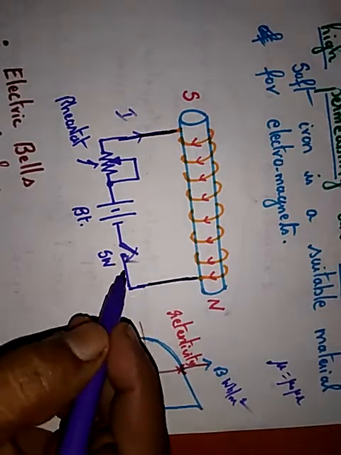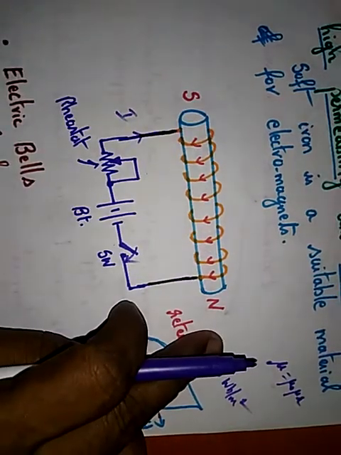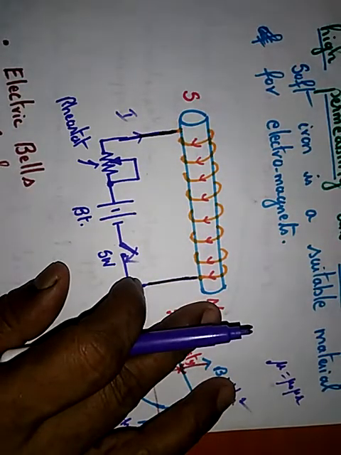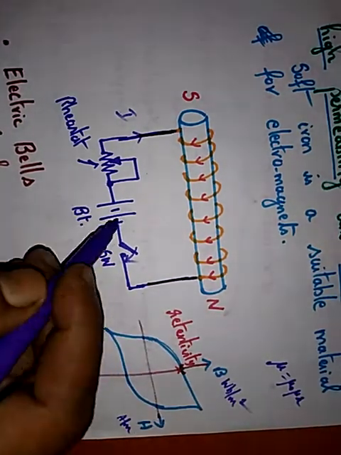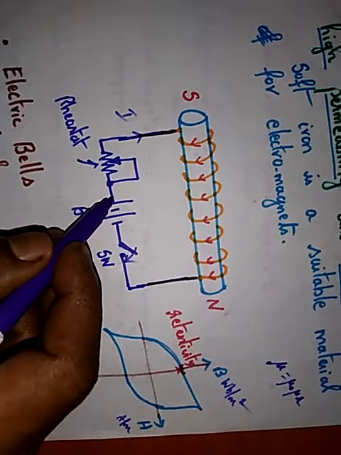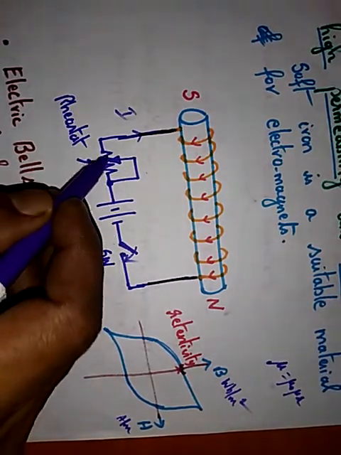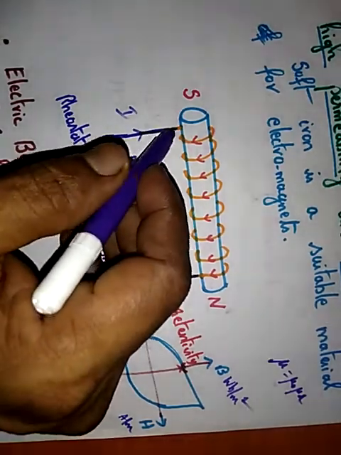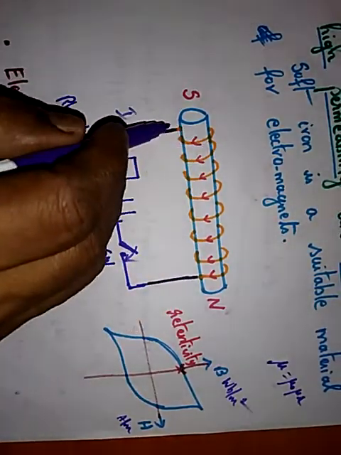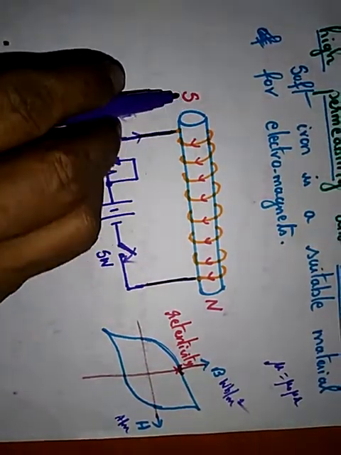So you can make an electromagnet or you can break the electromagnet. When the switch is on, this will act as an electromagnet. When the switch is off, it loses its magnetic property. The battery positive is given here, the current is varied through the rheostat, and the current starts flowing through the coil. If you view from here, it goes clockwise. Therefore this is the south pole and this is the north pole.